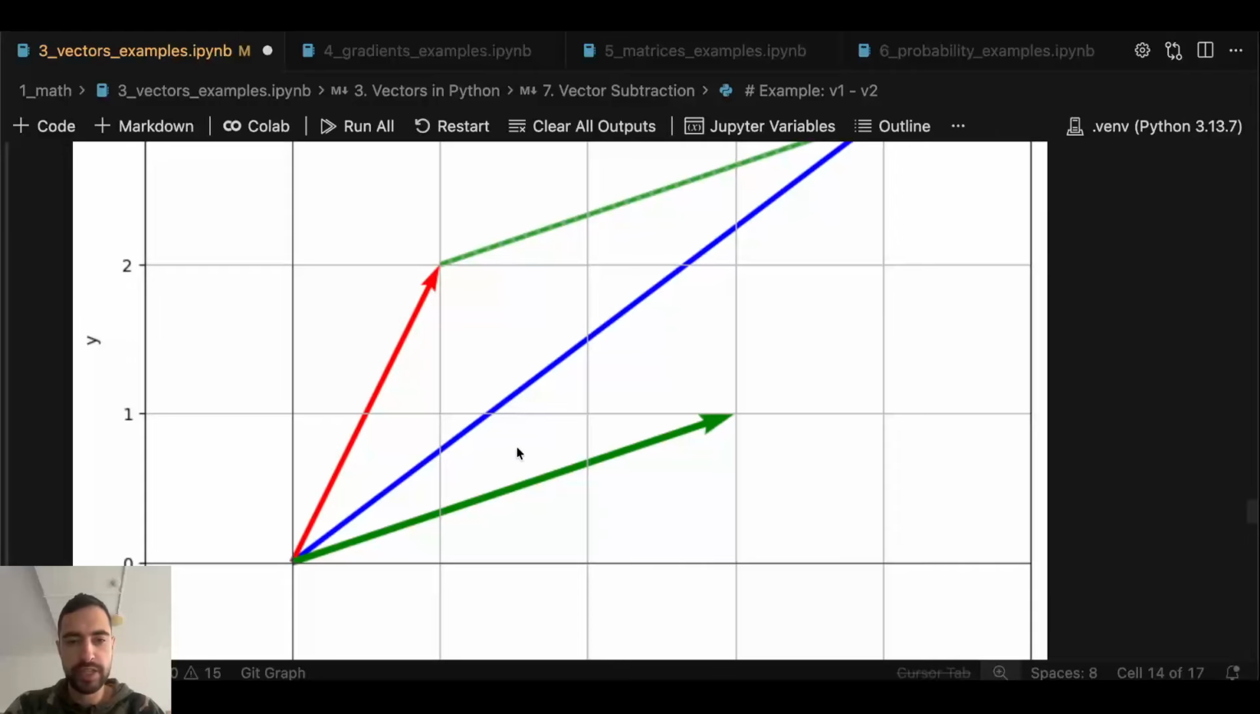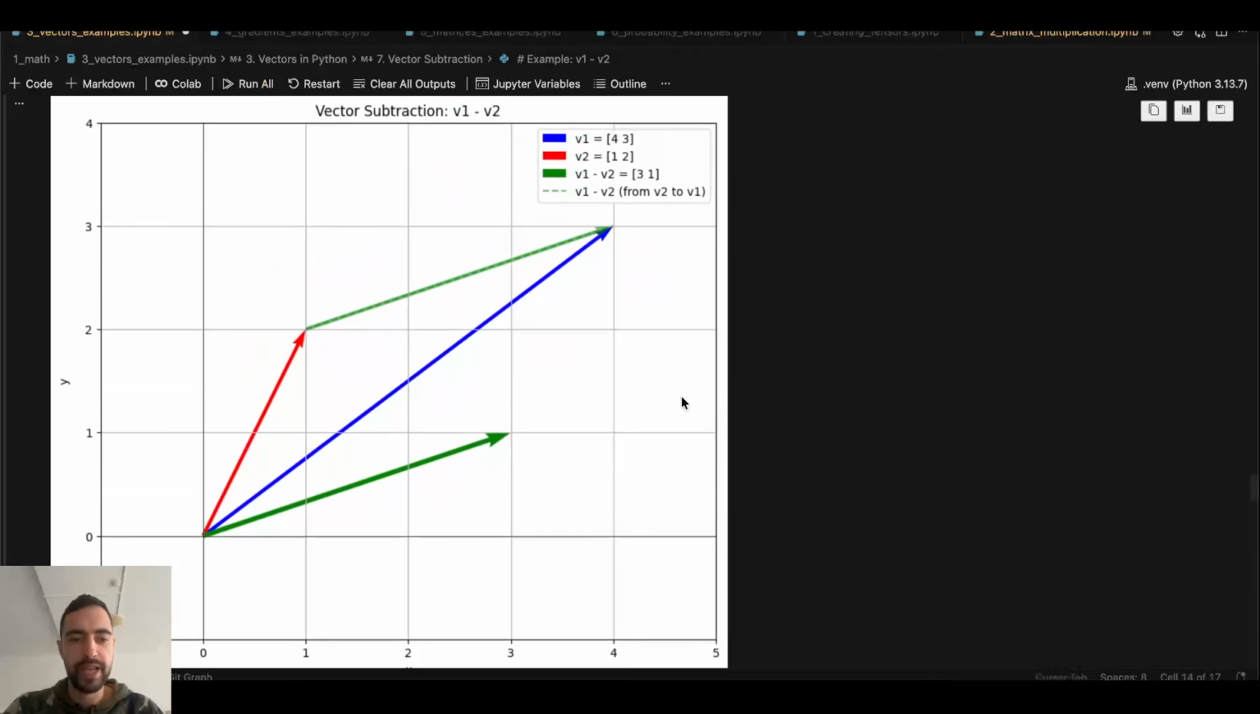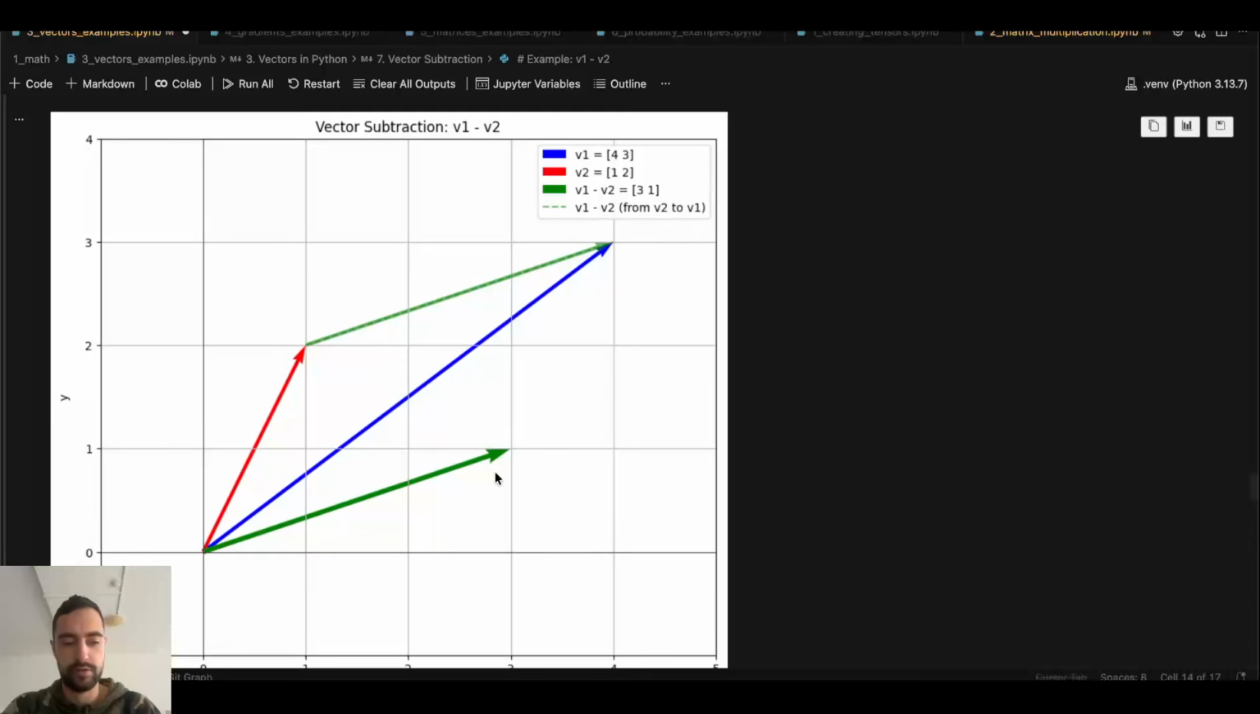We can also show that visually. So if we have this blue vector, which is 4, 3, and we have a red vector which is 1, 2, we can draw a vector from the end of this one to the end of the first one, and then move it back to the origin. And that's going to be our new vector, which is going to be 3, 1, our resulting vector.